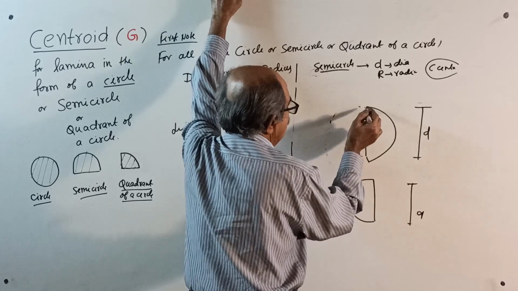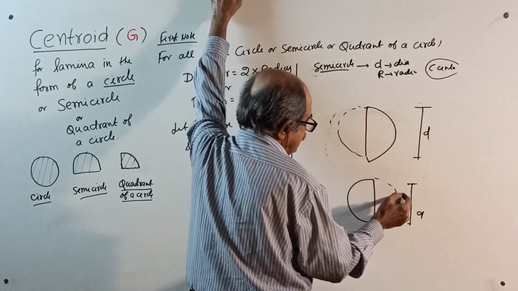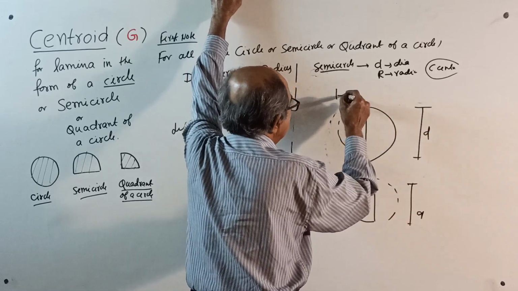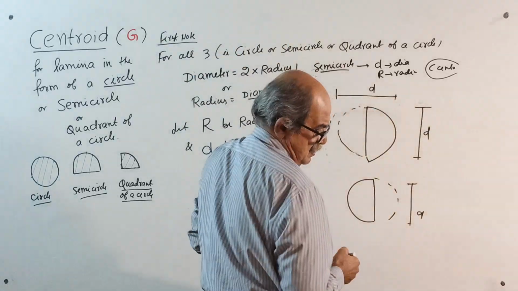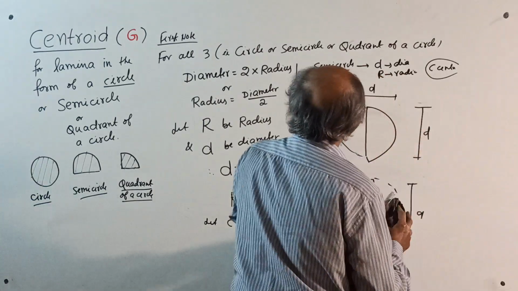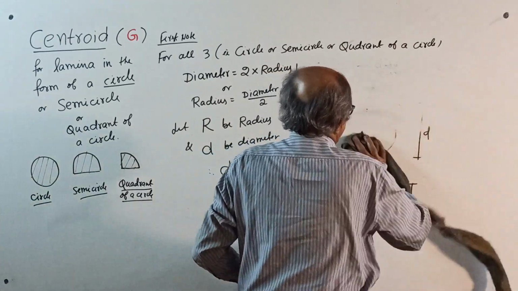Okay, it has gone out of limit. You have to extend the circle, then you can see the diameter. Then this will become d. Very simple part. Come to next, quadrant of a circle.